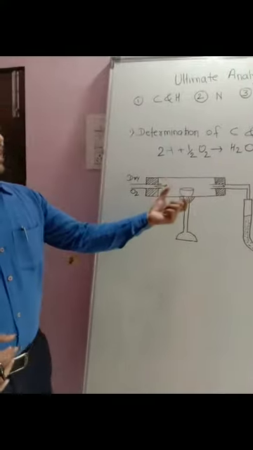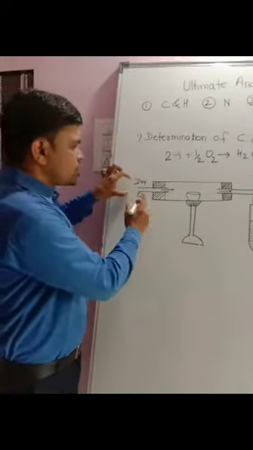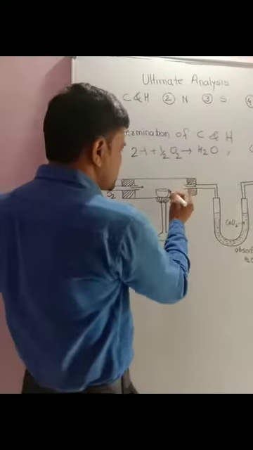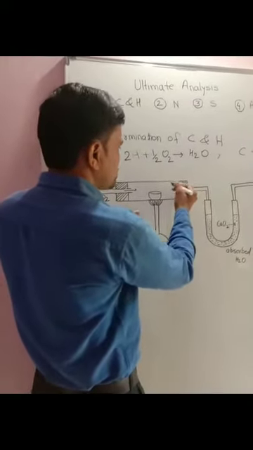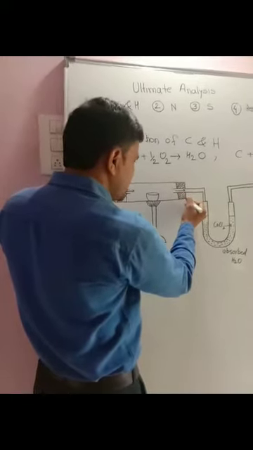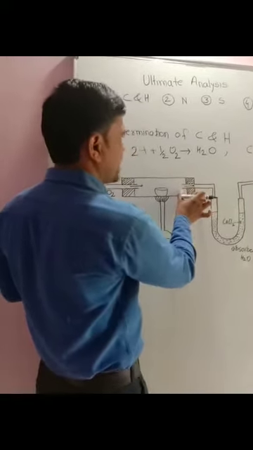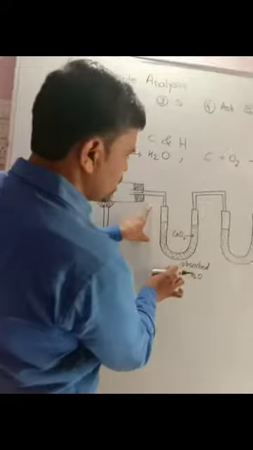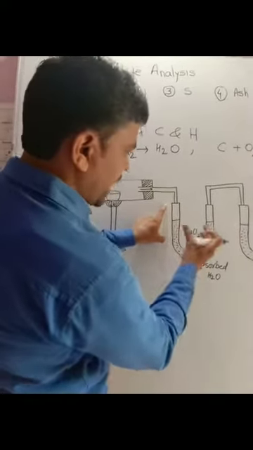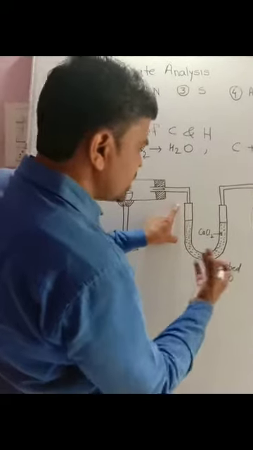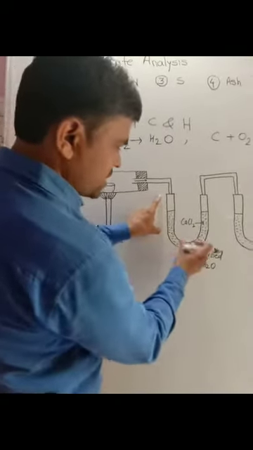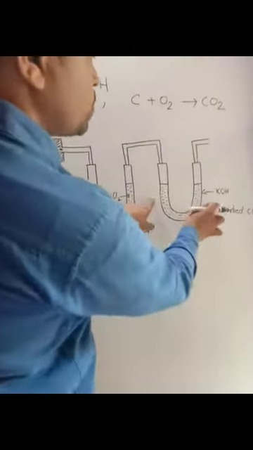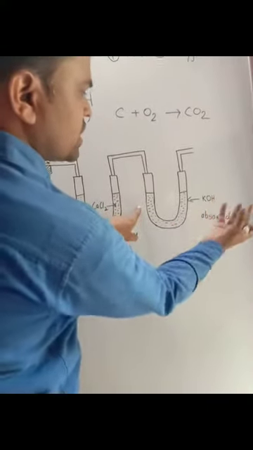Now, when the coal sample is heated, the oxygen reacts with the carbon and hydrogen present in the coal sample. Carbon is converted into carbon dioxide and hydrogen is converted into water vapor. There is a filter which allows only carbon dioxide gas and water vapor to pass through. When the water vapor enters the calcium chloride, it absorbs the water vapor, so there is an increase in the weight of calcium chloride. Similarly, when the carbon dioxide gas passes through the potassium hydroxide, there is an increase in the weight of potassium hydroxide.